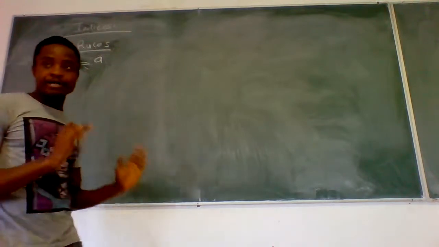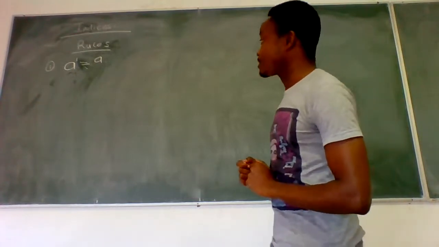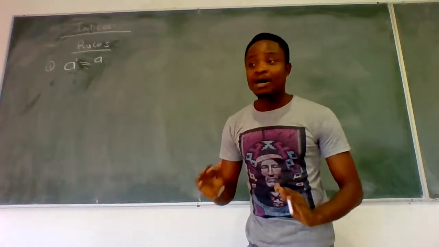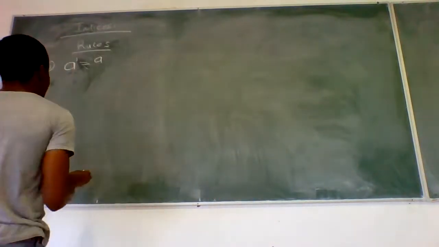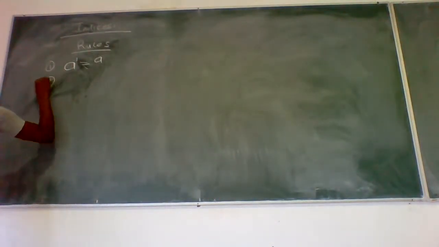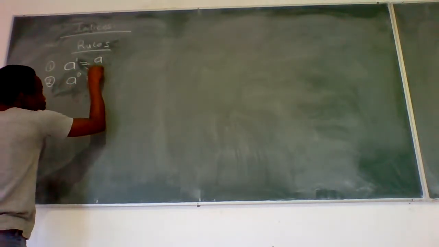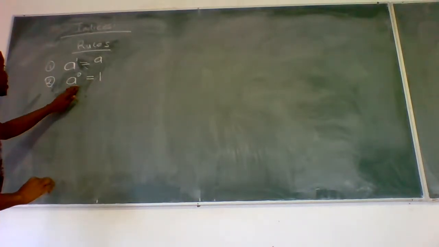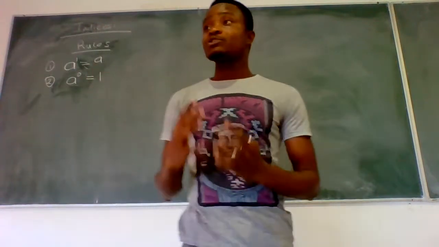This rule actually guides you when you are solving any expression involving powers or exponents. The second rule is any number apart from 0, exponent 0 is what? 1. That one you can prove it, but it's not a level. So any number exponent 0 is equal to 1, but A shouldn't be 0. And then the third rule is the multiplication rule.